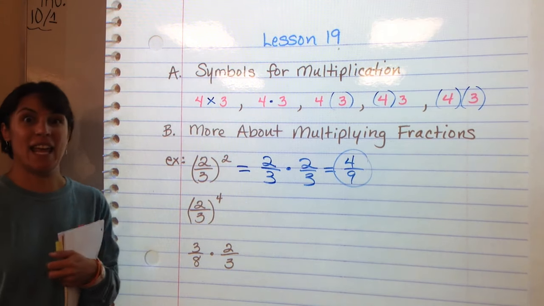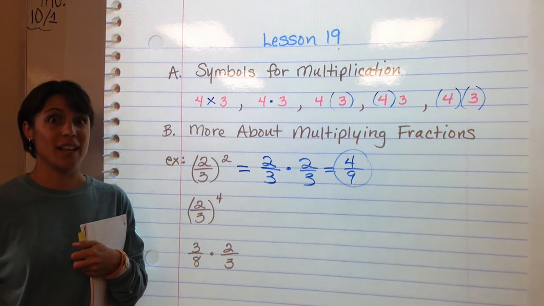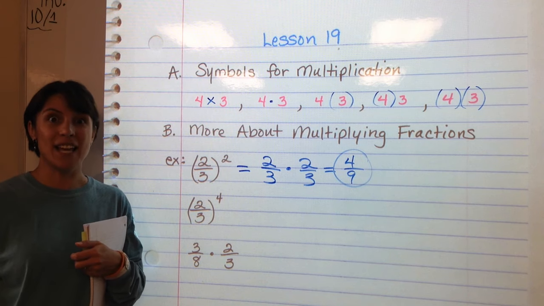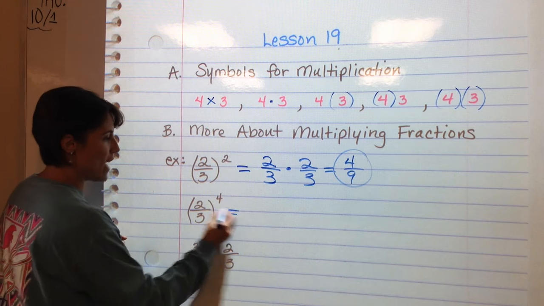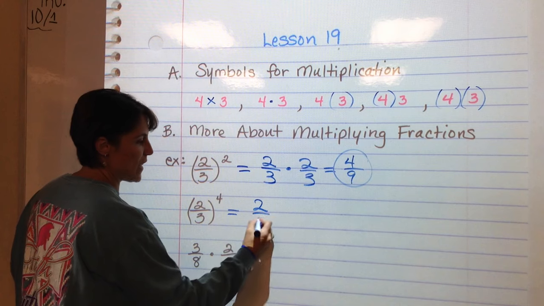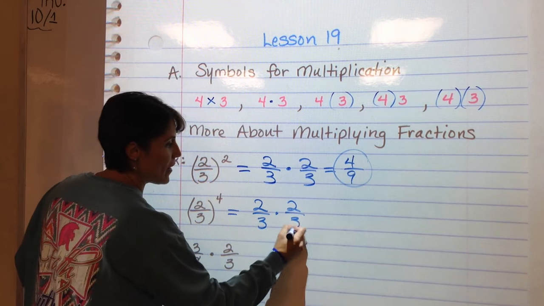Why don't you try this one? By yourself? I bet you can do it. Did you pause it and unpause it? Okay, good. All right, so this is 2/3 to the 4th power. Oh my goodness. How many 2/3 do I need? 4 of them.